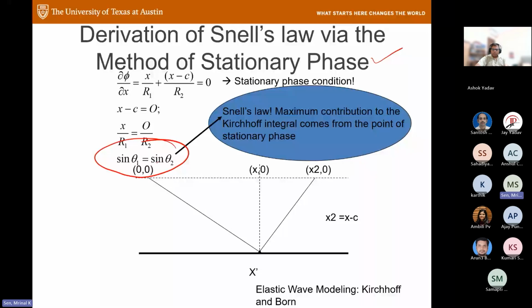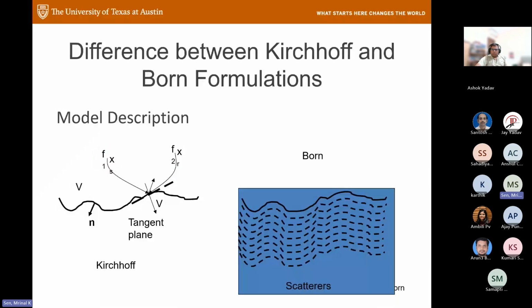Okay, so this is one approach that has been used quite commonly. One other approach that has been talked about is the Born formulation, and that's what I'm going to talk about next. So in the Kirchhoff method, we are defining the interfaces, and then we can trace rays, calculate travel time, and calculate the Green's function that gives us this reflection.